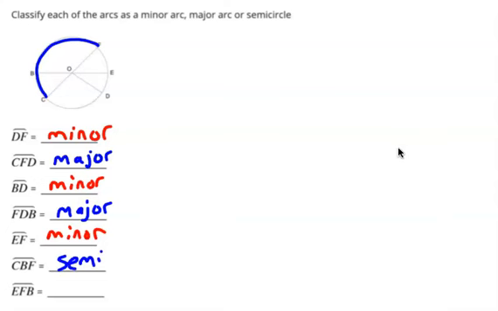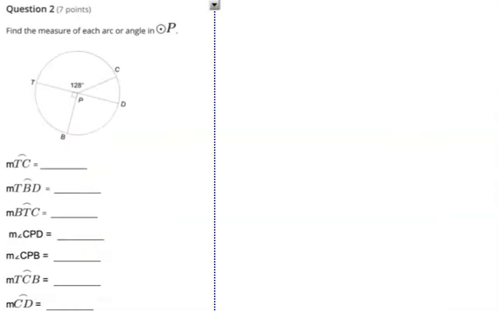And then E, F, B is the same thing. E, F, B in that order, in that direction, is exactly half the circle, which makes it a semicircle. With 3 letters or more, it's either a semicircle or a major arc. Semicircles are exactly 180 degrees, half the circle.